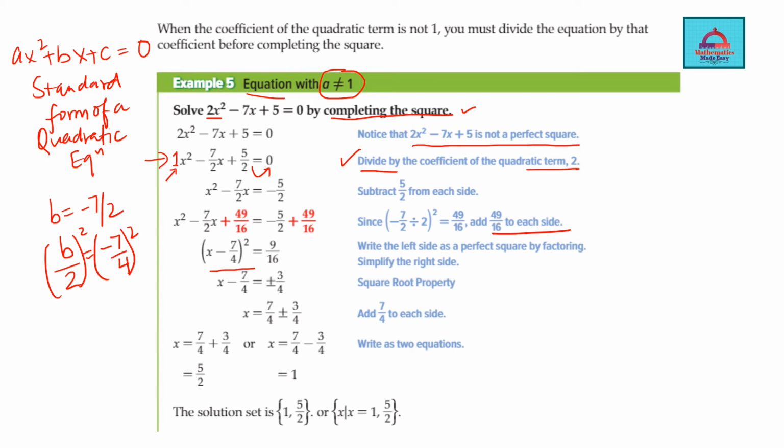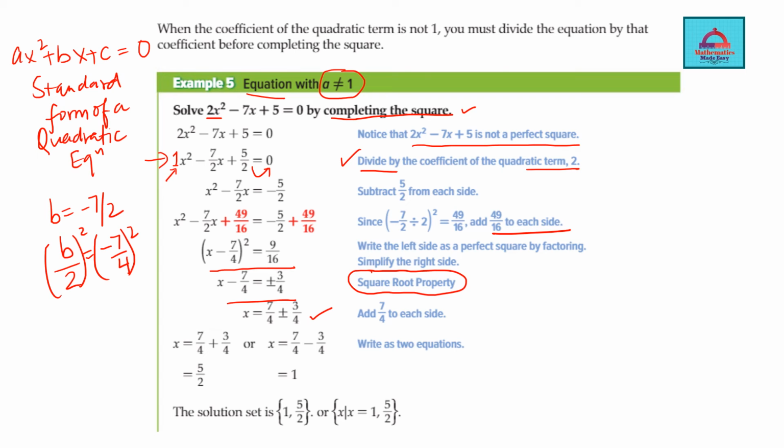Now you get the perfect square. Perfect square is a square plus b square. So b is 7 by 4 with the negative sign. So a minus b whole square identity is applied. And now that you have square, you can use the square root property to take the positive square root and the negative square root. So you have two roots.